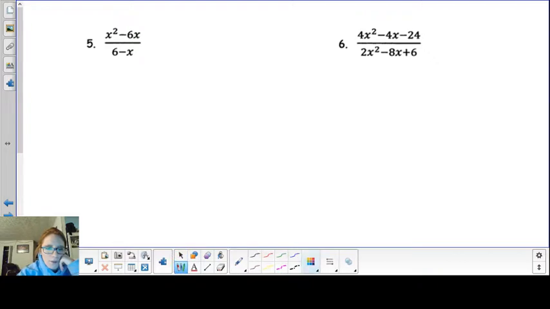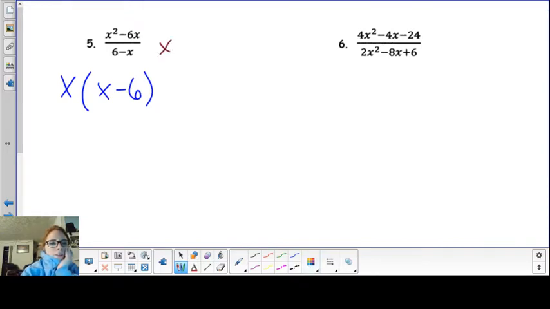Let's go ahead and take a look at this next one. So, what can come out of the top? An x. What's left over? Good. Uh-oh, my bottom looks scary. It's not the right way. I need to fix it.